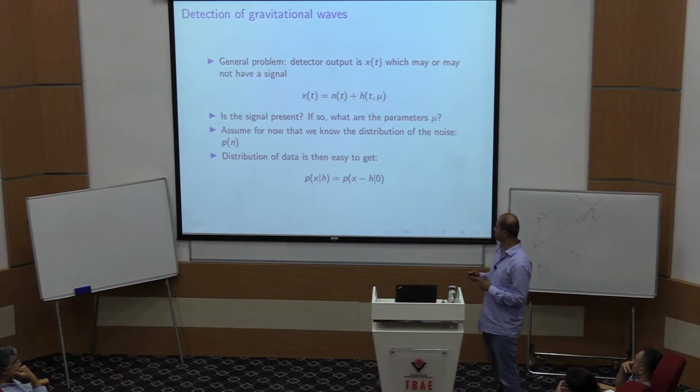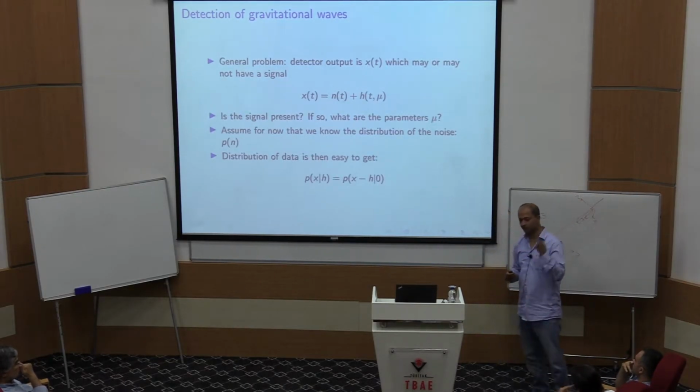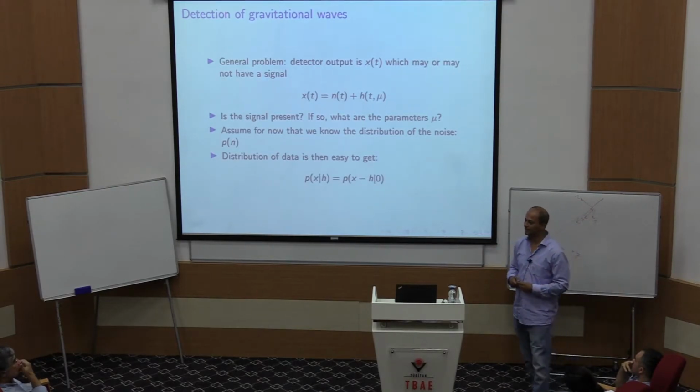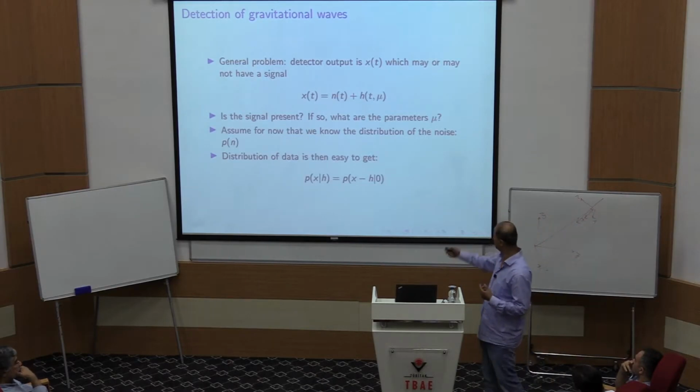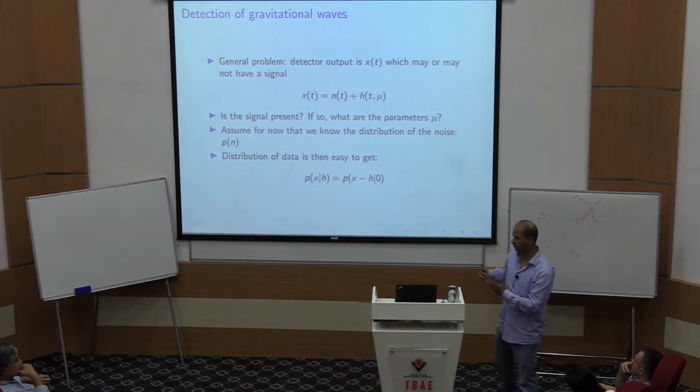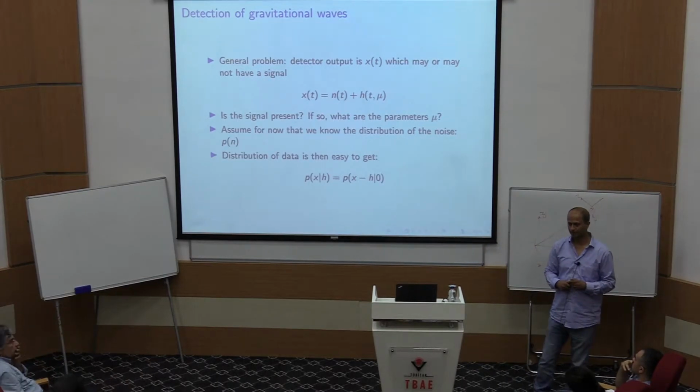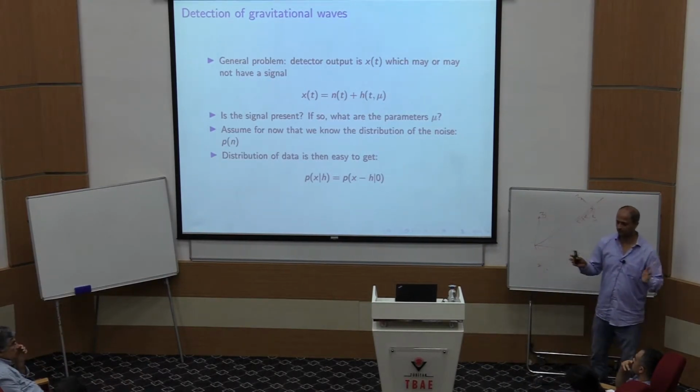Okay? So the goal of the whole problem is to first determine whether there is a signal or not, like a yes or no question, and then if there is one, what are the best fit parameters for mu, and what are the error bars on mu. Okay? So that is a general problem that you want to solve.